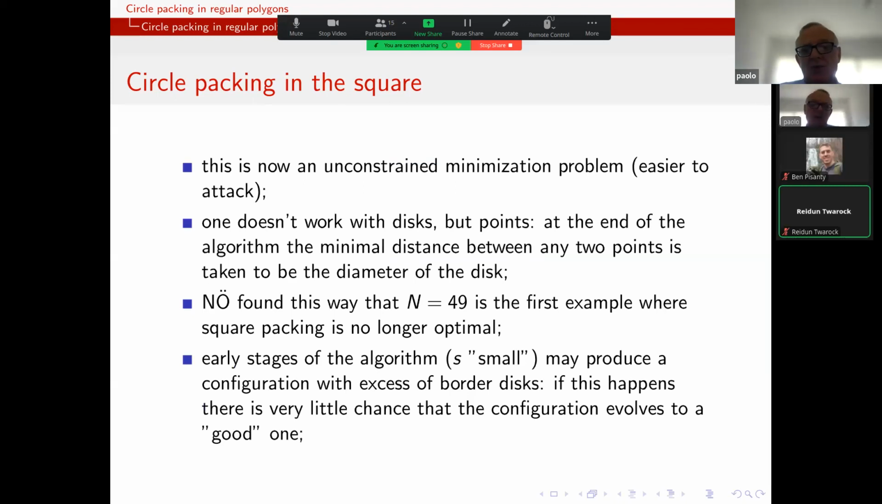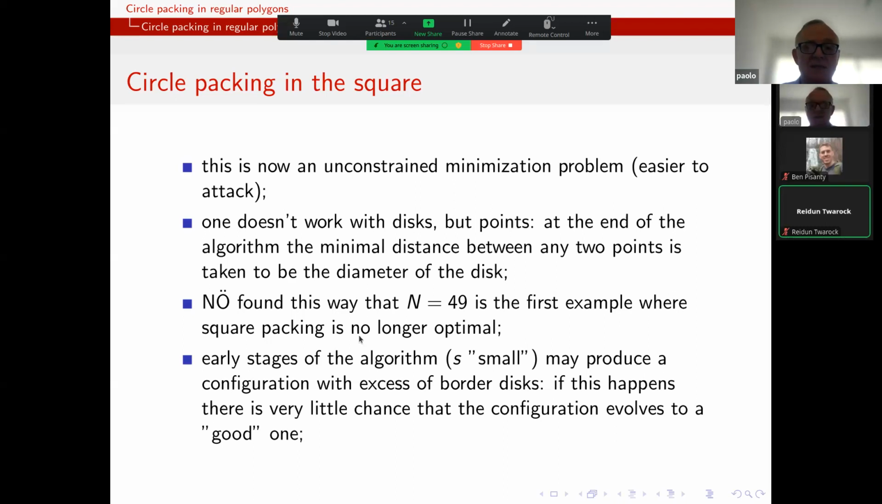Now, with this algorithm, one advantage is that you now have an unconstrained minimization problem, which is, of course, easier to attack, because you don't have to enforce that the disk fit in the square. The other feature is that you don't really work with the disk, you work with points. At the end of the algorithm, the minimal distance between any 2 points is the diameter of the disk. So you know the diameter or the size of the disk only at the very end of the algorithm. You don't know it before.